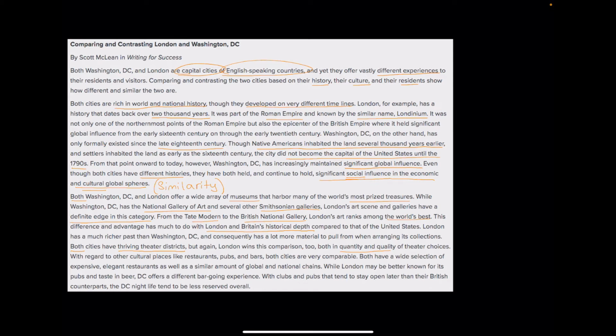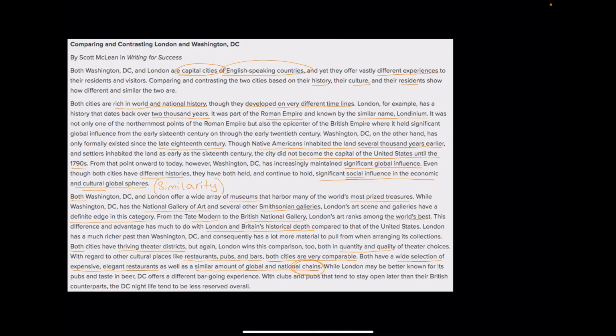With regard to other cultural places like restaurants, pubs and bars, both cities are very comparable. Both have a wide selection of expensive, elegant restaurants, as well as a similar amount of global and national chains. Meaning like chains in restaurants, like TGI Fridays and things. We have them here and in the US.